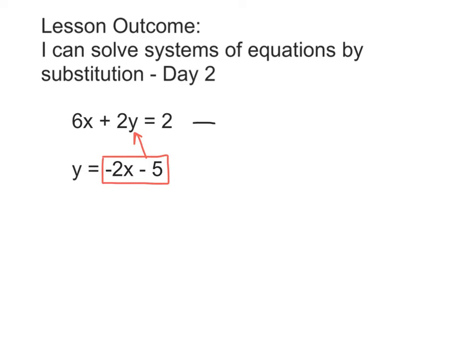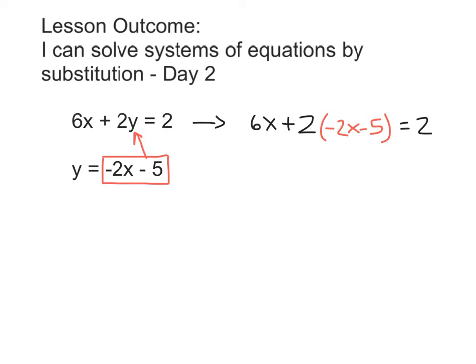One important thing I want to remind you is when we rewrite this equation now, we're not going to change anything but the y. That's the only thing we'll change. So I'm still going to write 6x plus 2, and now I'm going to put this negative 2x minus 5 in there, and then equals 2. So again, notice we have 6x plus 2, and then in place of y, we've put what y is equal to, and then equals 2.